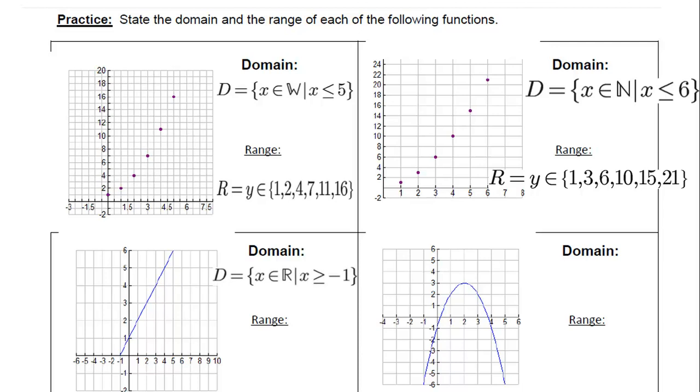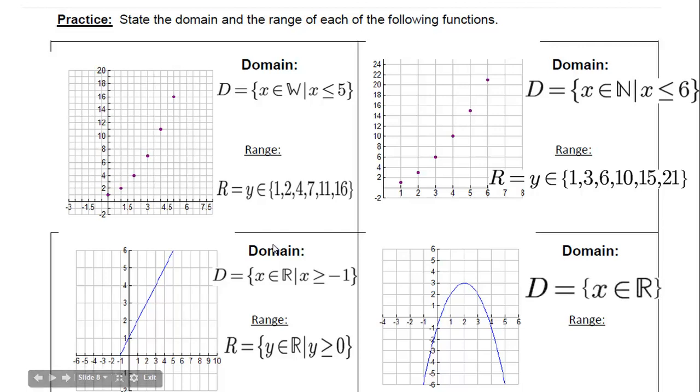The next one is a line that starts clearly at -1 and then goes on forever. So it's x greater than or equal to -1, all real numbers. The range starts at 0 and goes on up forever. And so even though there's no arrow, it just goes to the end of the graph, so we assume it goes forever. If you said that it stopped at 6, that would be correct, but this is just easier to say that it goes forever.